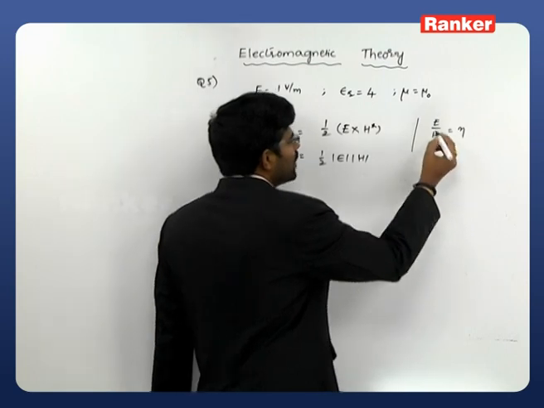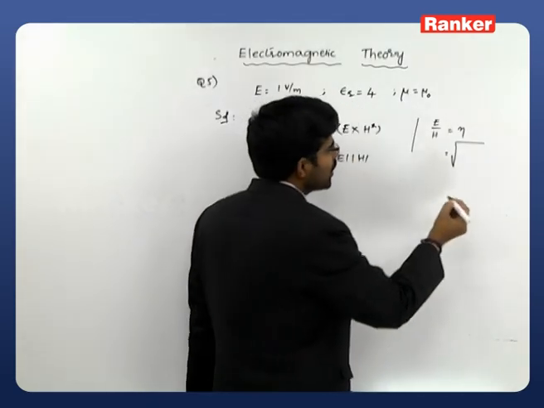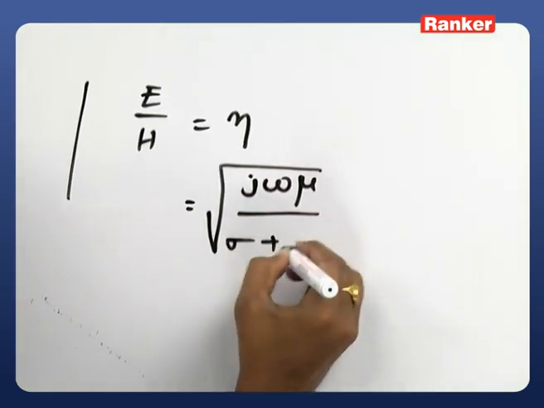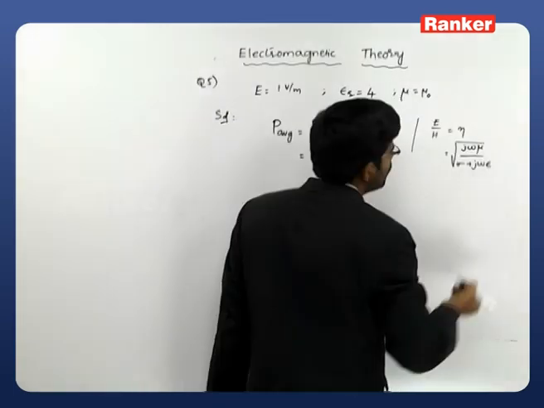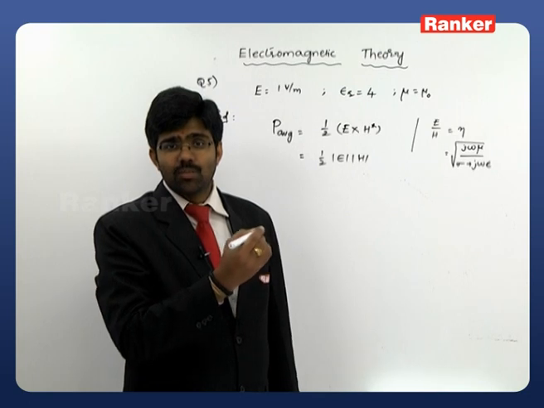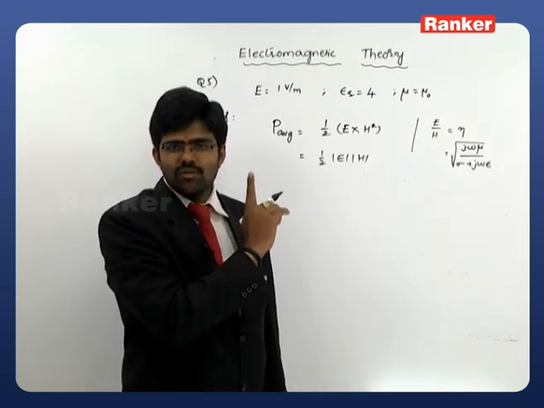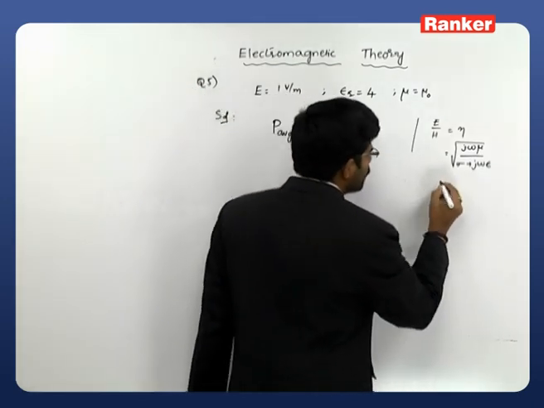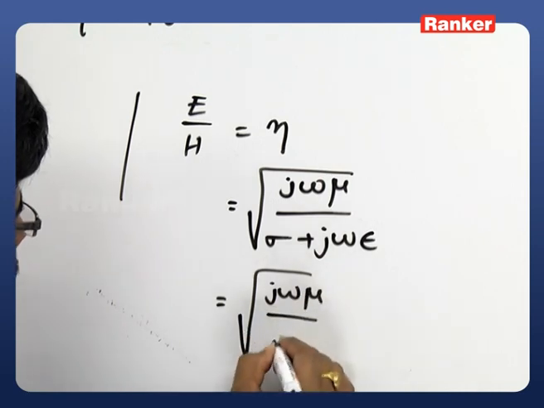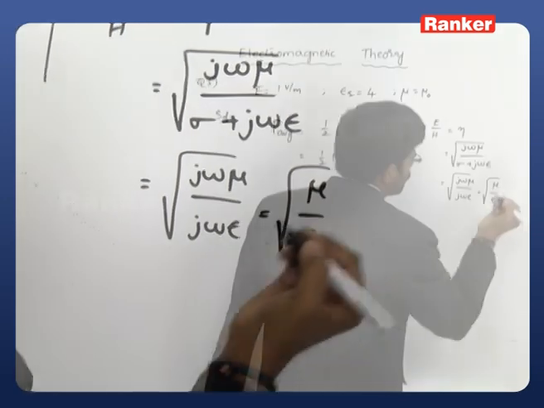Now how can you calculate this eta? We have a basic equation for calculation of eta, that is the square root of j omega mu divided by sigma plus j omega epsilon. That is the formula we have to use. And here clearly the mentioned medium is a lossless medium. Since it is a lossless medium, sigma is equal to 0. Substitute sigma equal to 0 here. Then j omega mu divided by j omega epsilon is equal to the square root of mu by epsilon.